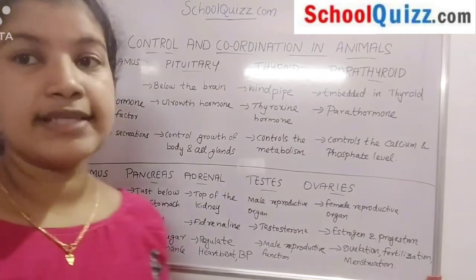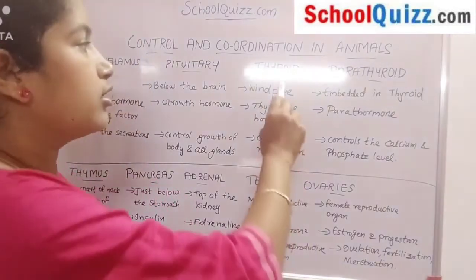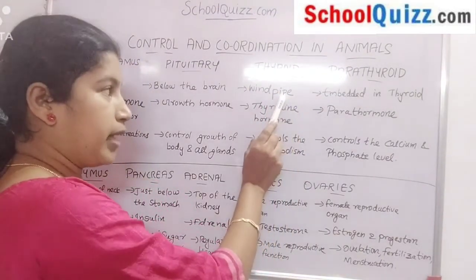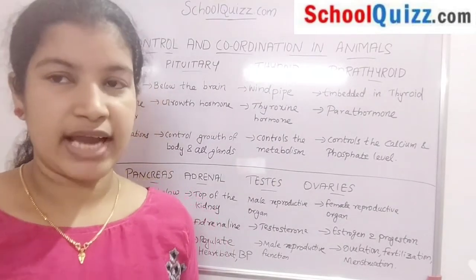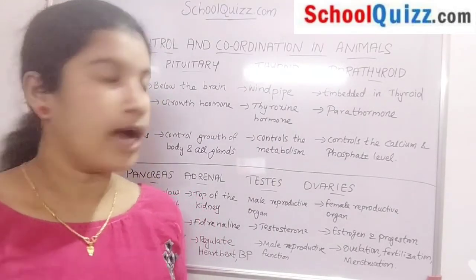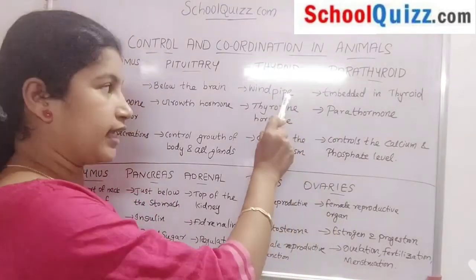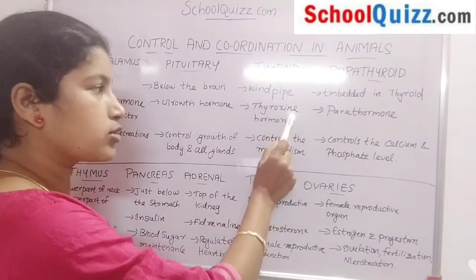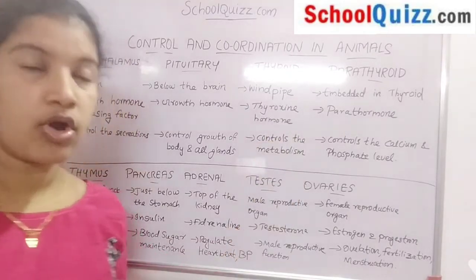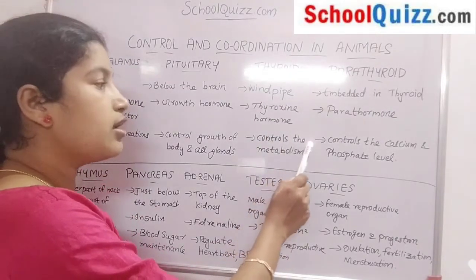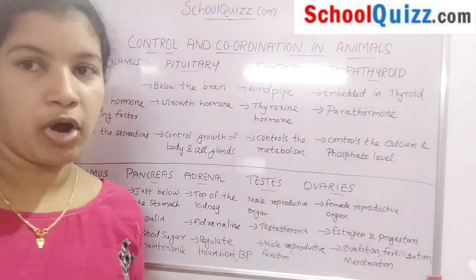Okay. Next gland is thyroid gland. Thyroid gland is situated in the windpipe, which we had studied is the trachea. So it is situated in the trachea. It produces thyroxine hormone, and the function of this thyroxine hormone is to control the metabolism of our body.